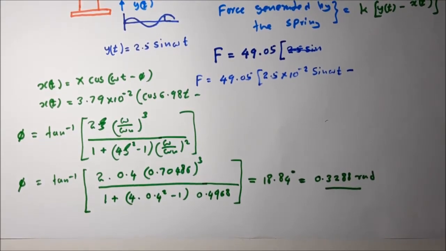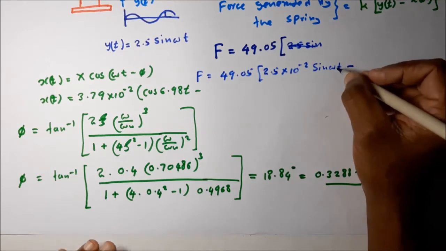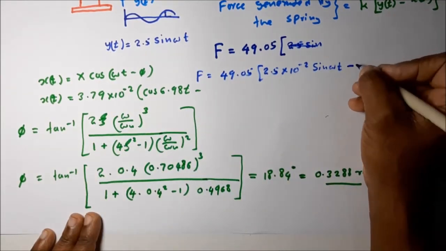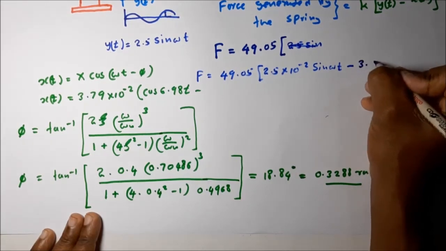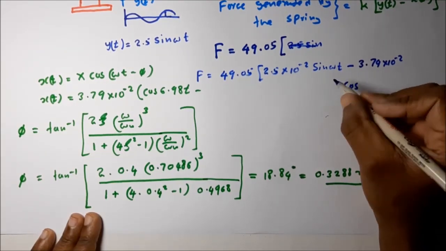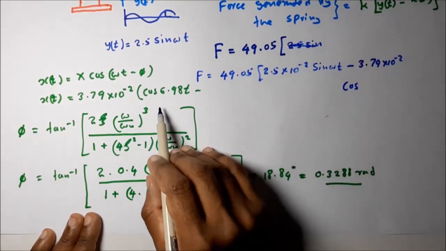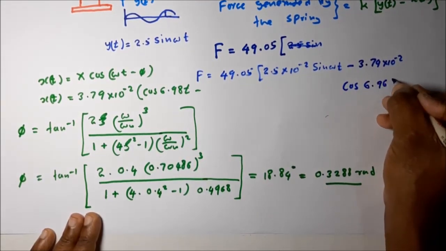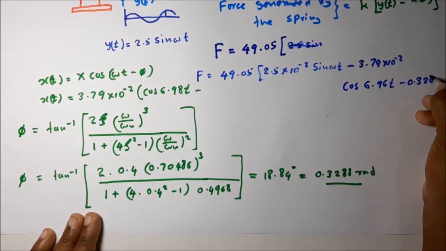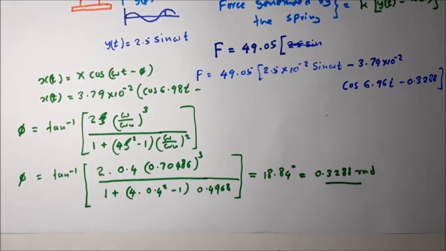So then I am going to substitute this value in this equation. x(t) is equal to X cos omega t minus phi. What is X? X we already calculated, 3.79 into 10 to the power of minus 2, cos omega t minus phi. What is omega? 6.98 into t minus phi, 0.3288. This is the answer for that one. Let me write that answer.